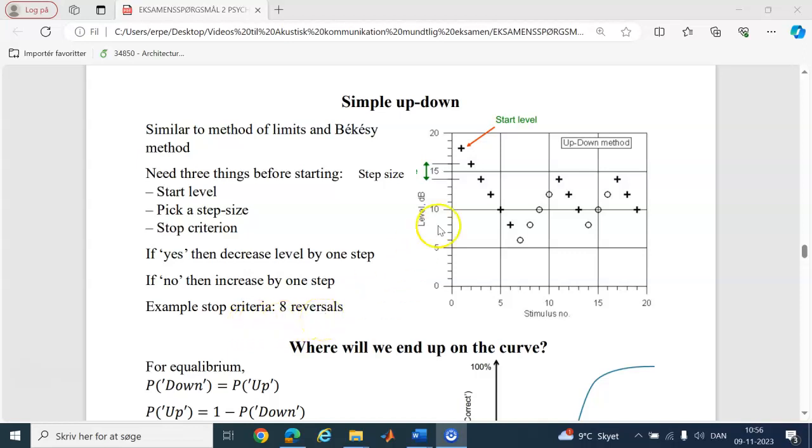You say the start level is just above, and then you go from 15, for instance, 5 dB down, down, down. Yes, yes, yes, and then a no. Then you're increasing. No, no, no, until a yes. Okay, then down. Yes, yes, yes, then no, and up, and then continue. So you got the answer. The end.